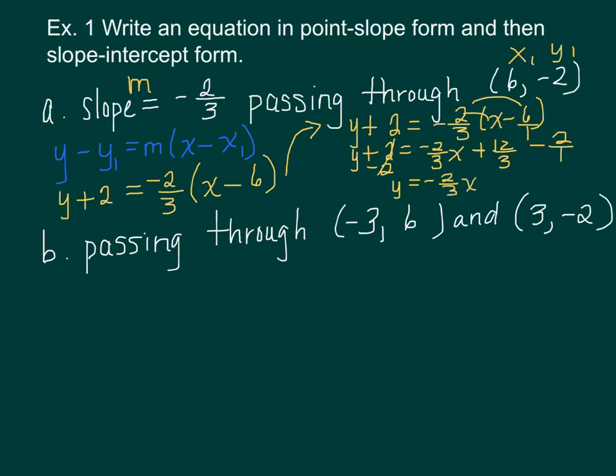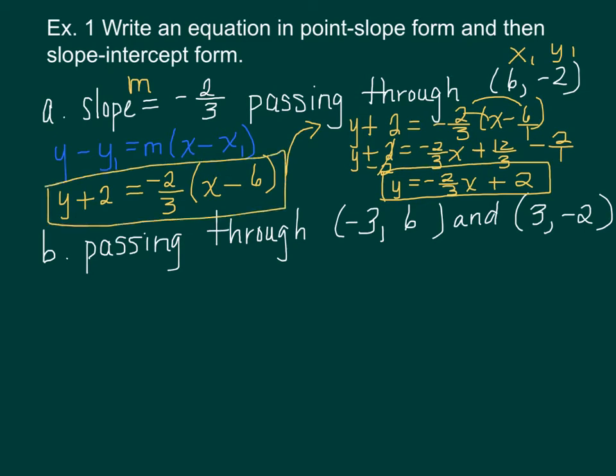So actually you're doing 4 minus 2, which is 2. So this is your point slope. So that's point slope, and this is slope intercept. Excuse me. This is point slope, and that's slope intercept.